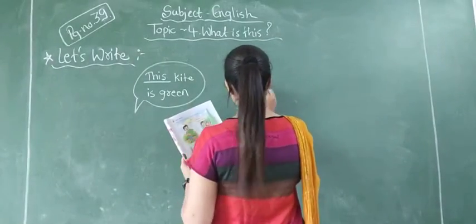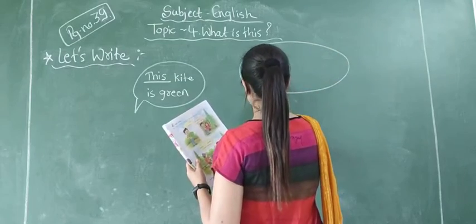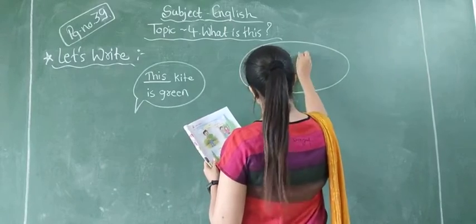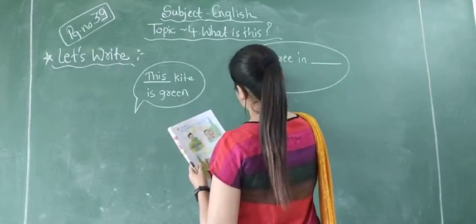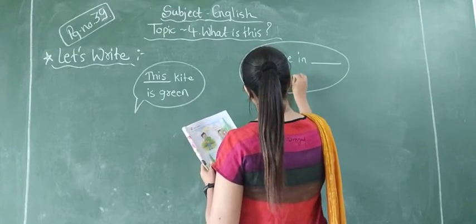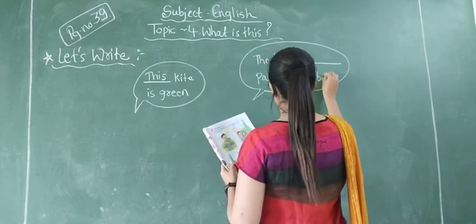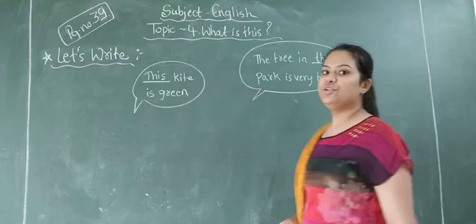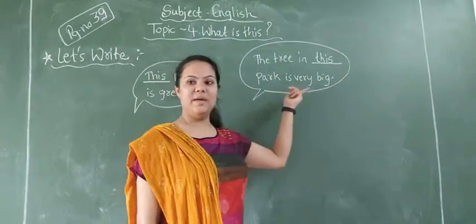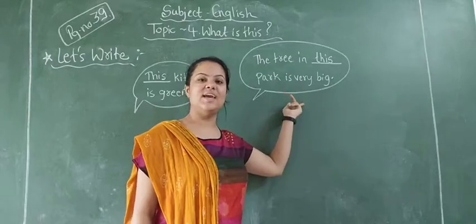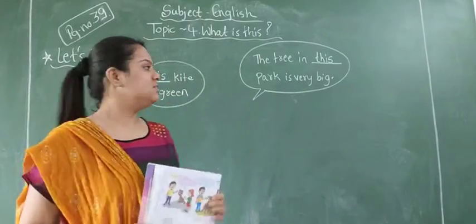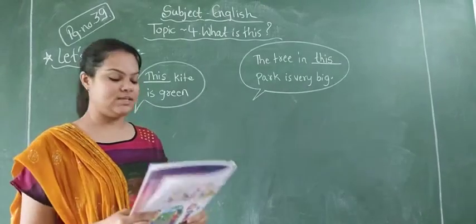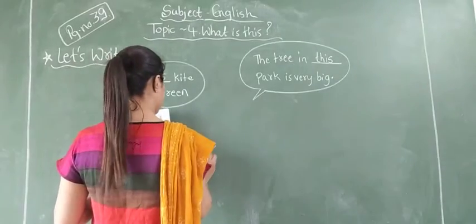After that, here is the second sentence you can make. The tree in blank park is very big. यानी इस पार्क में जो ट्री है वो बहुत ही बिग है. So here we have to write THIS this. The tree in this park is very big. This is also a small sentence you can say in English. इस तरीके से आप लोग many sentences in English में बना सकते हैं and English सीख सकते हैं. After that, here is one more.